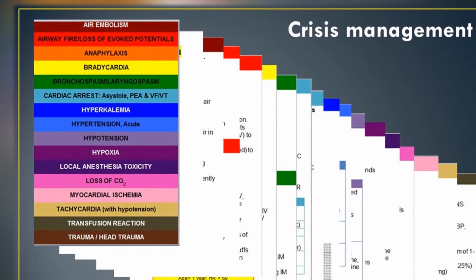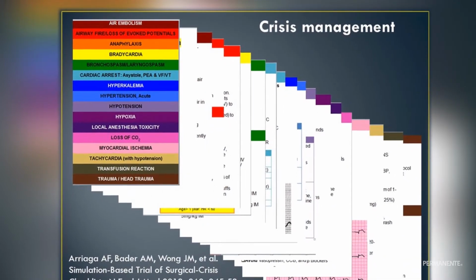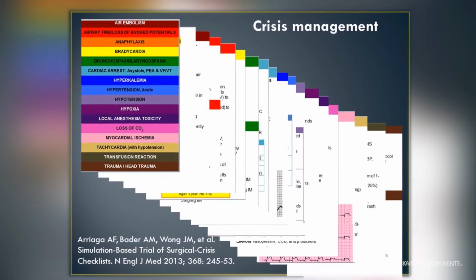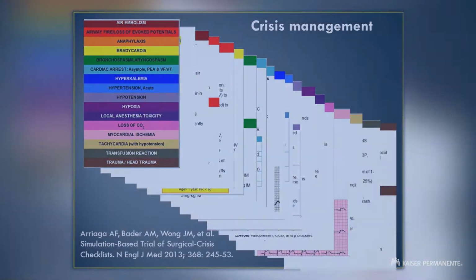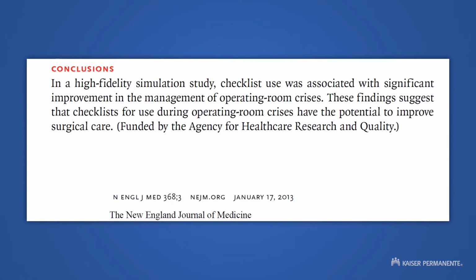Simulated use of OR crisis checklists by operating room teams has demonstrated that these teams can improve adherence to critical steps during crisis management. Furthermore, when crisis checklists were correctly utilized, performance was improved by every team member.